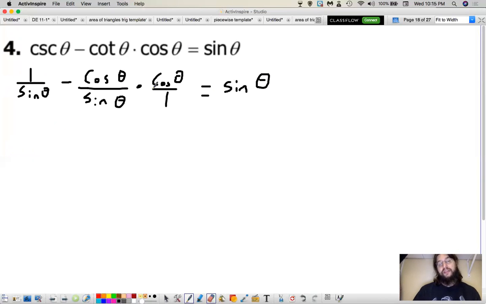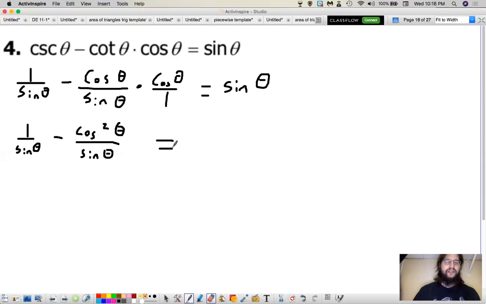Okay, nothing I can really see here. Let me just go ahead and multiply this. Let's see what happens. And remember, these are just numbers we're manipulating, just some unknown numbers. So all the rules like multiplying and adding fractions work the same. Cosine times cosine is cosine squared over sine of theta. Hey, look, these have a common denominator already. That makes it lovely easily to add.